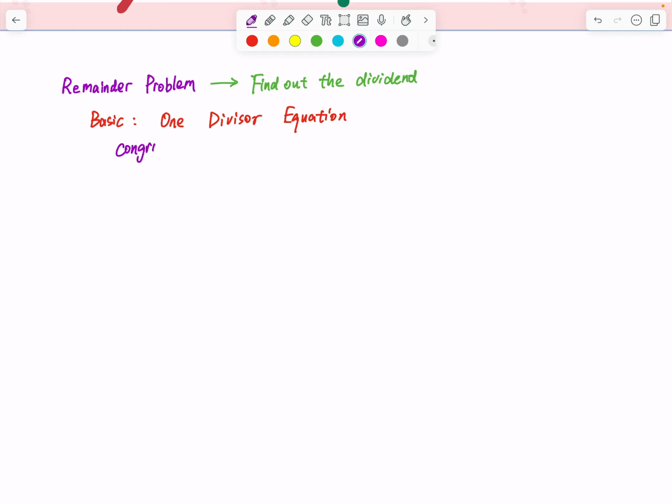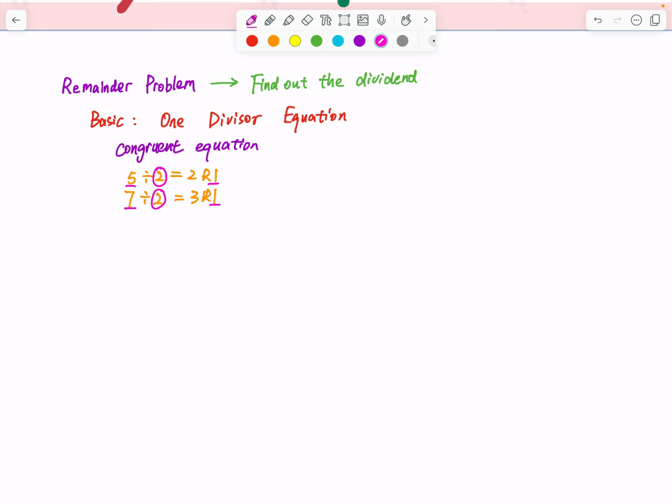So we have a new thing, the congruent equation. What's that? Maybe it's your first time to hear this word, so I will introduce it here. For example, I have one equation: 5 divided by 2 equals 2 remainder 1. 7 divided by 2 equals 3 remainder 1. So here 5 divided by 2 has remainder 1, and 7 also divided by 2 has the same remainder.